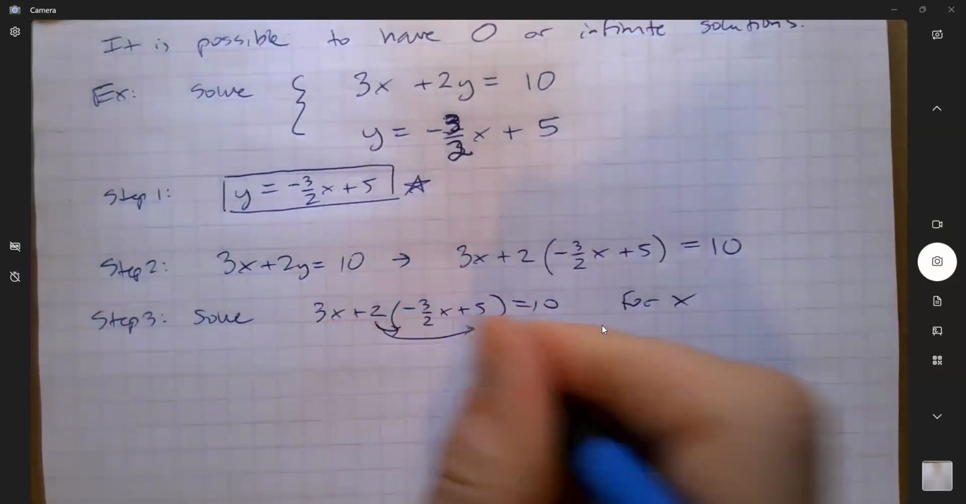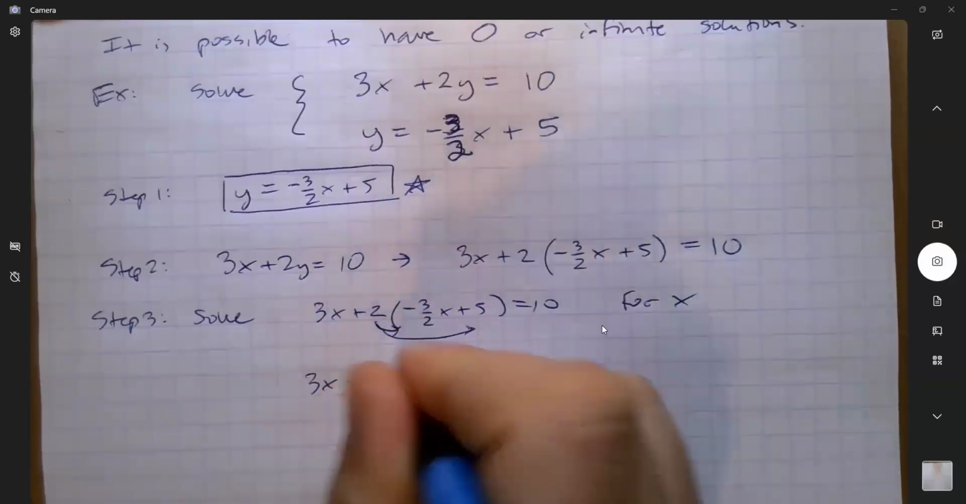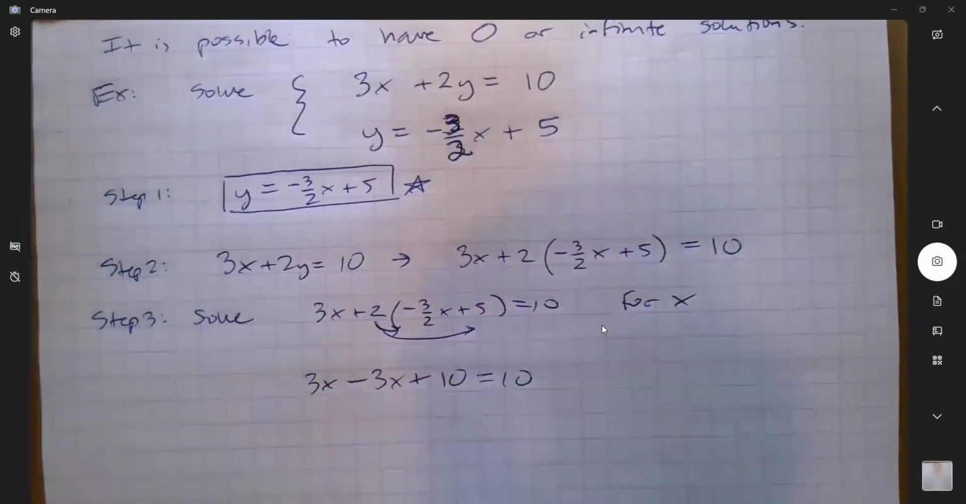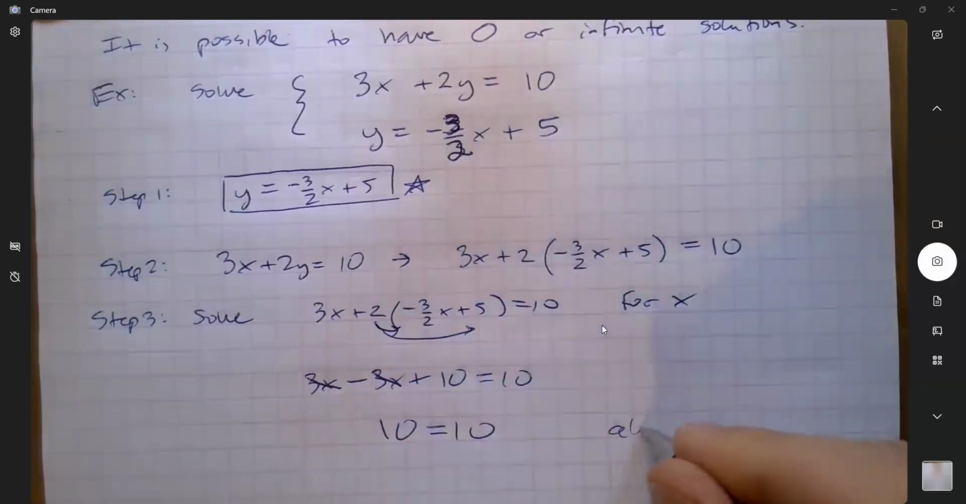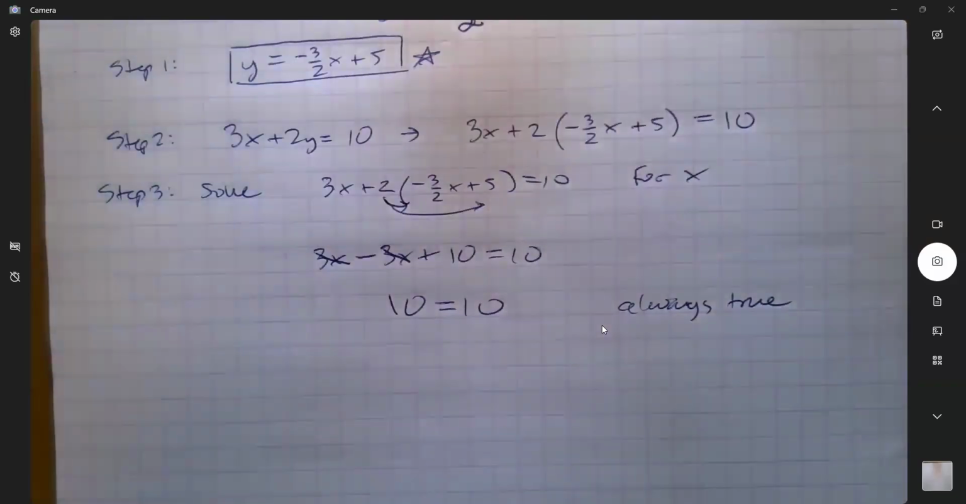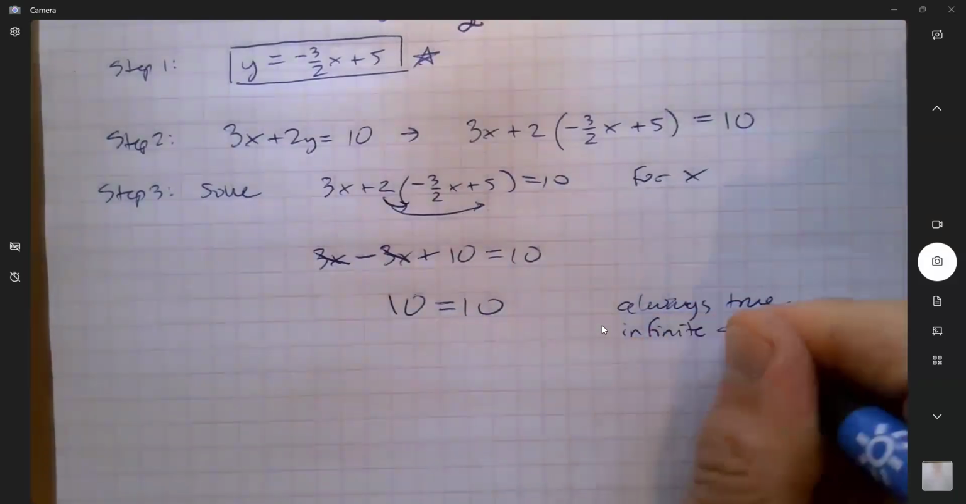Let's distribute the 2. And we have 3x minus 3x plus 10 equals 10. And when we collect like terms, I end up with 10 equals 10. This is always true. Doesn't matter what x and y equal. If x is 1,000,000 and y is negative 5, 10 still equals 10. So I have infinite solutions.